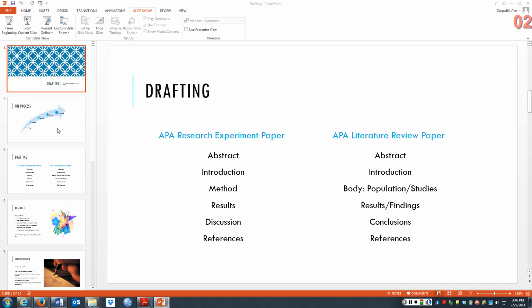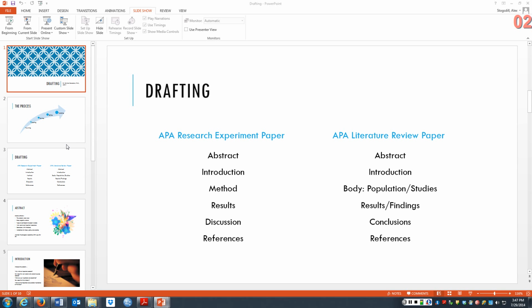In the APA, they are focused more on research experiments. So on the left-hand side of this slide, you'll see the process and the sections that would go there. You've got an abstract, an introduction, a method, results, discussion, and references. And so that is the format. In a literature review, which is really what most of you are doing for this class, you're going to have an abstract, an introduction, and a body, which includes the population, the studies, the results, and the findings that you found. Then it has a conclusion, which includes a discussion, and then you have a reference. So it's a similar format, but it's a little bit different.